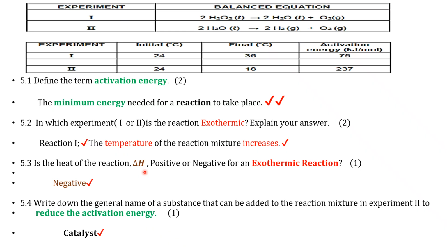Is the heat of the reaction delta H positive or negative for an exothermic reaction? So delta H is always negative because it will always be products minus reactants, alright? So delta H there is negative. 5.4, write down the general name of a substance that can be added to the reaction mixture in experiment 2 to reduce the activation energy, meaning we want to reduce the minimum energy needed for the reaction to take place. That is referred to as a catalyst.